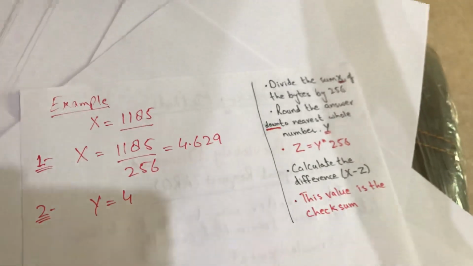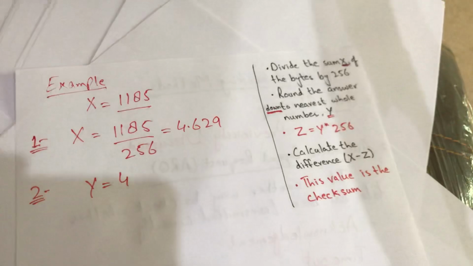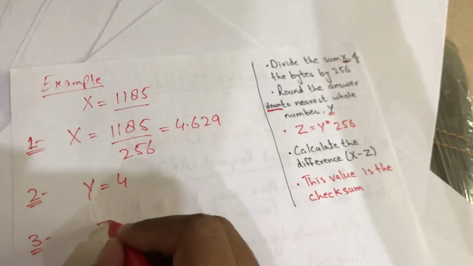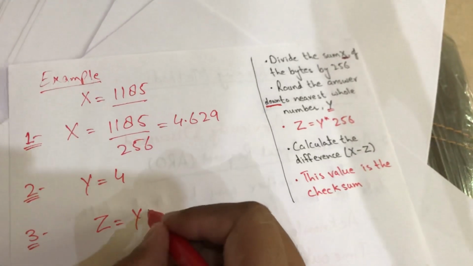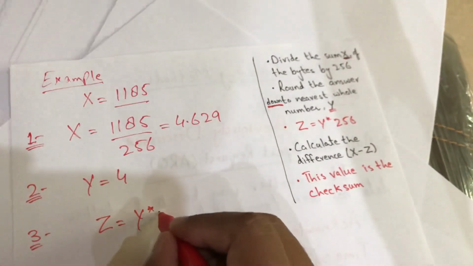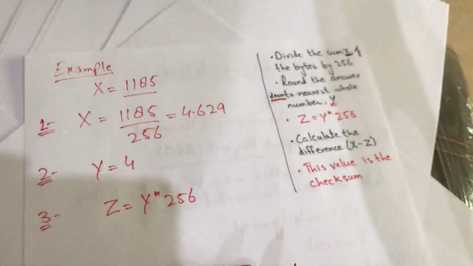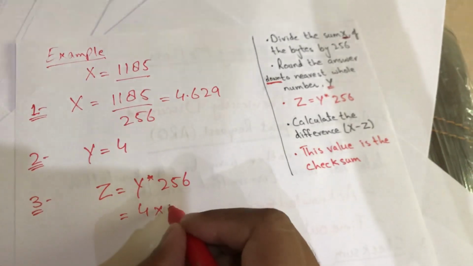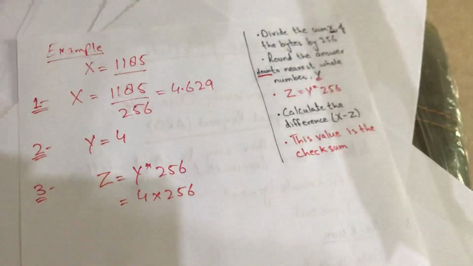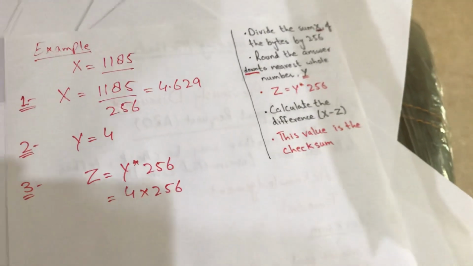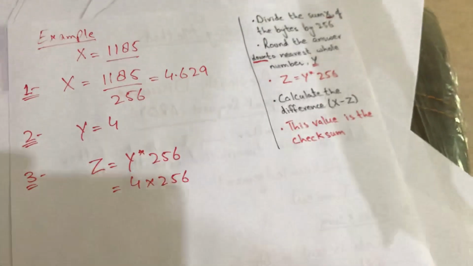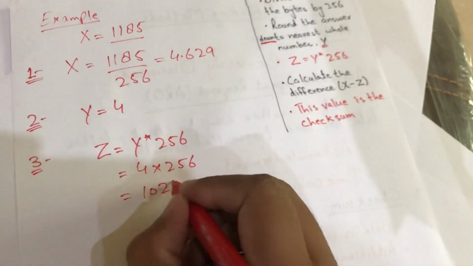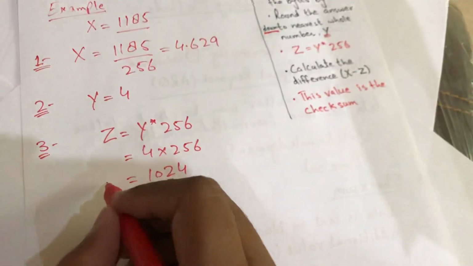The third one is the formula: z is equal to y multiplied by 256. What is the value of y? The value of y is 4, multiplied by 256. When we multiply 4 by 256, the answer will be 1024. This is the value of z.